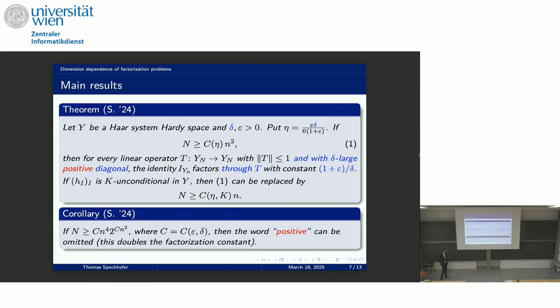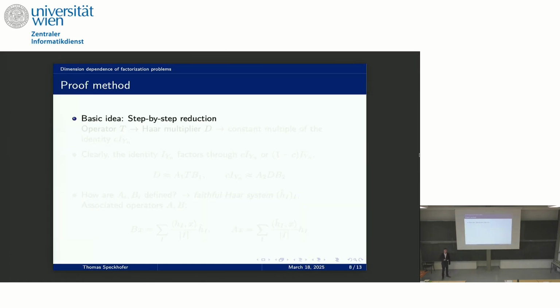Okay, in the remaining time, let me talk about the proof or the main ideas of the proof. So the basic idea is to perform a step-by-step reduction. We start with an operator T on the larger space, and we reduce it to some operators that are somehow simpler to work with. First, we diagonalize T to obtain a diagonal operator. This is called a Haar multiplier, D. And in the end, we want to obtain a constant multiple of the identity operator on the smaller space.